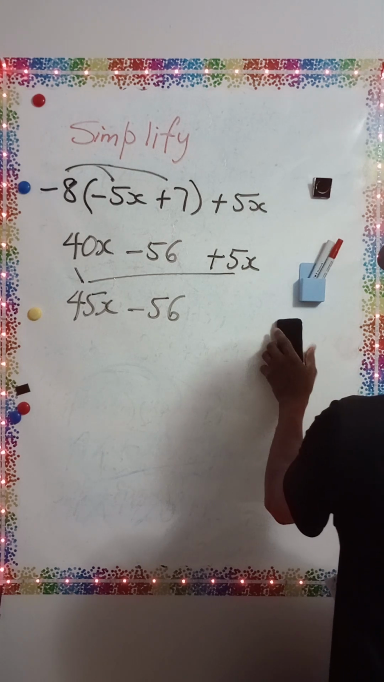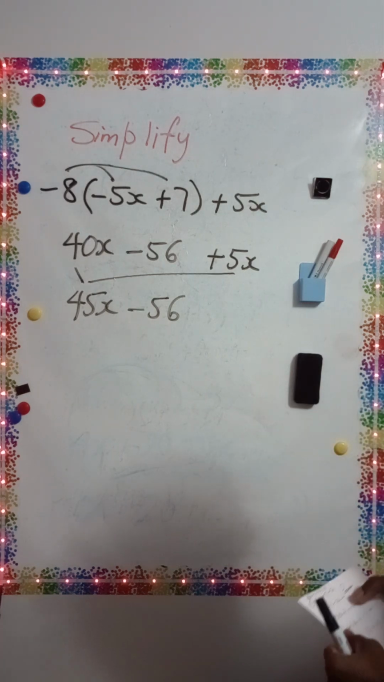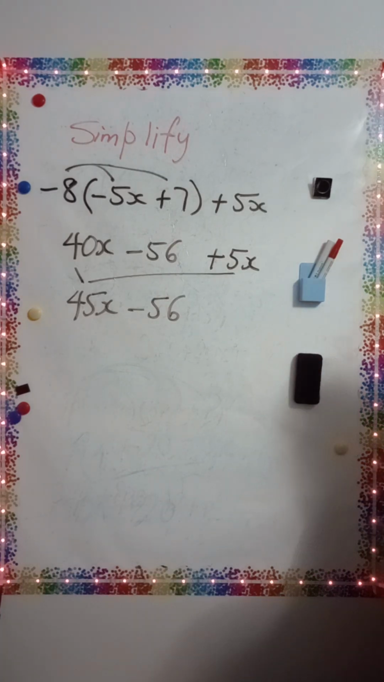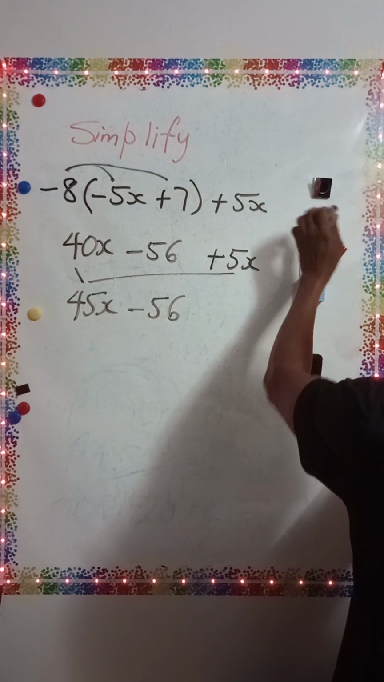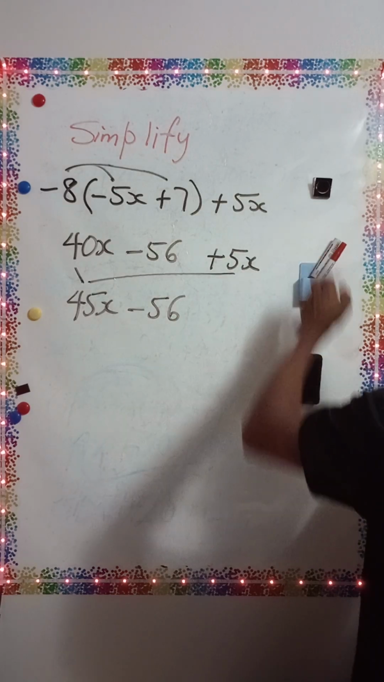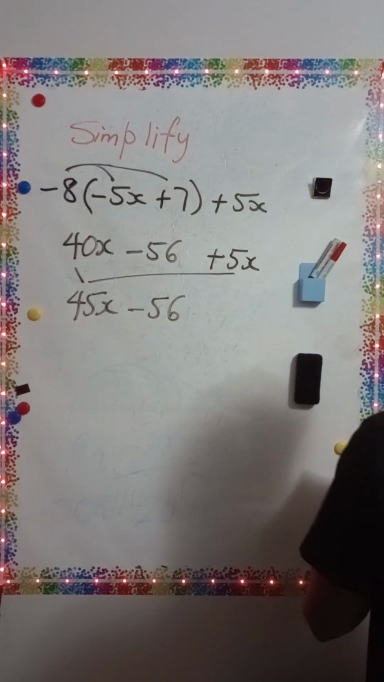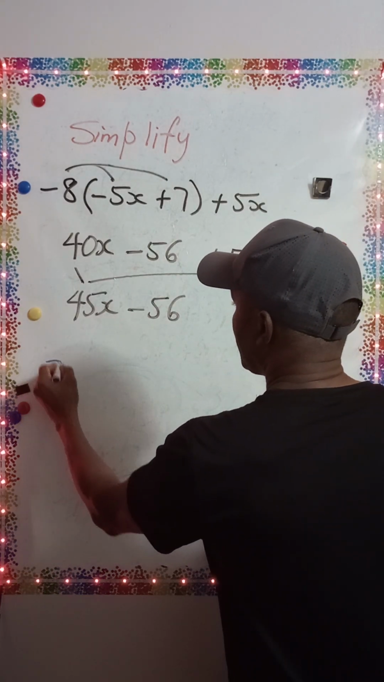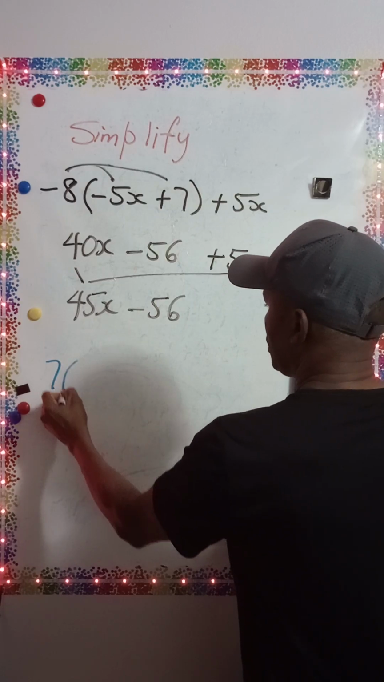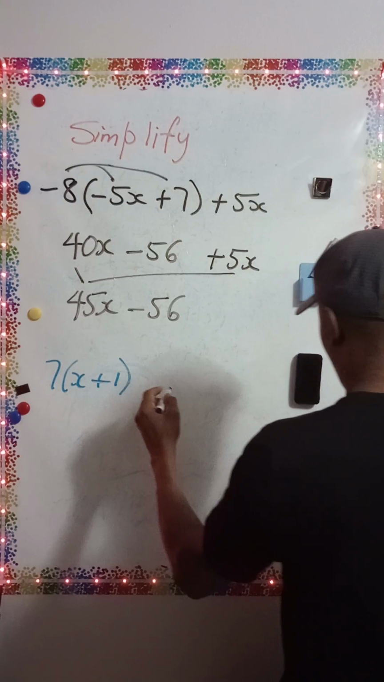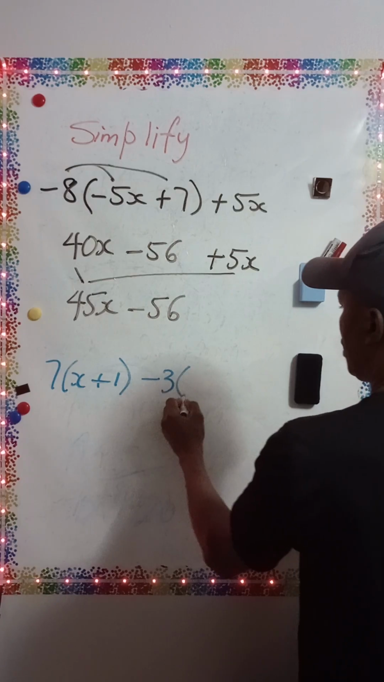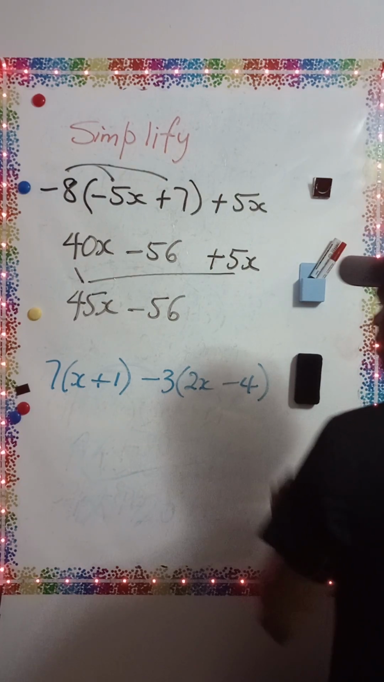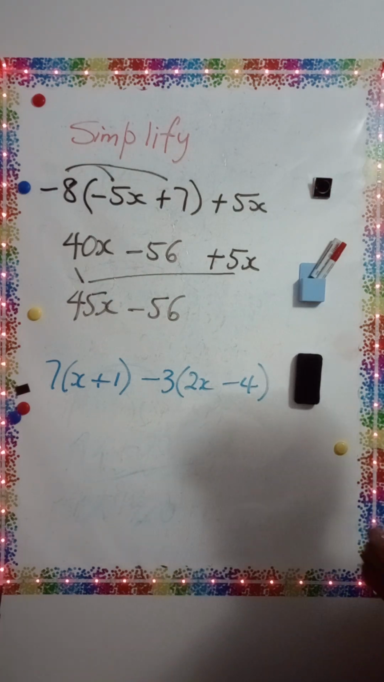Look at this one here now, where you have two pairs of parentheses. In the previous system, we had one pair of parentheses. Now we have two pairs. So let's go check it out and see what happens. I'm going to be exploring them as we go along. We have 7 times x plus 1, minus 3 times 2x minus 4. Good, so let's go and explore and see what happens.